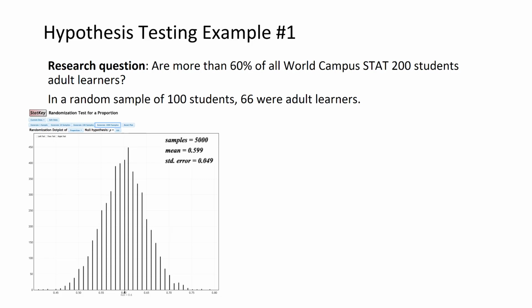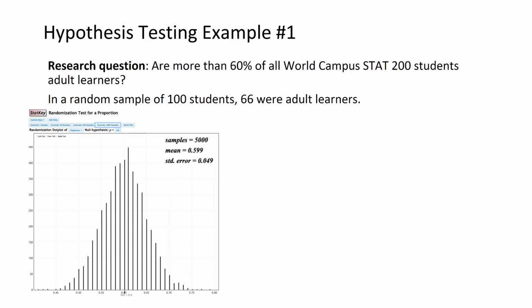Here's our research question. Are more than 60% of all World Campus Stat 200 students adult learners? In a random sample of 100 students, 66 were adult learners. StatKey is used to construct a randomization distribution, which we are given here. In Lessons 8 and 9, we'll learn how we can use formulas to construct the sampling distribution, but for this week, we'll still be working with the randomization distributions from StatKey.